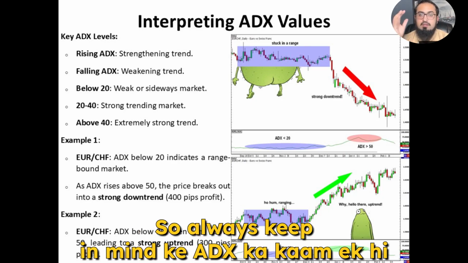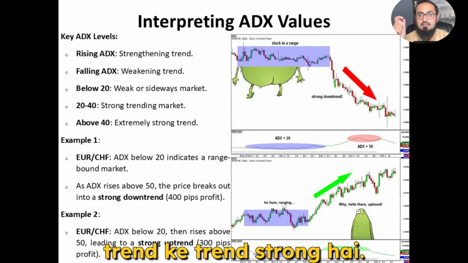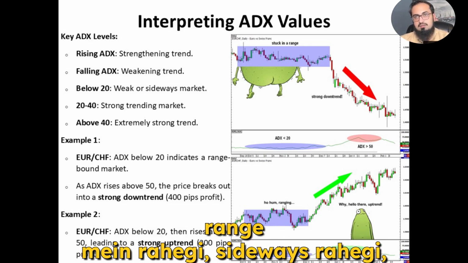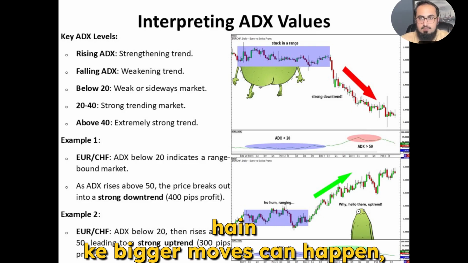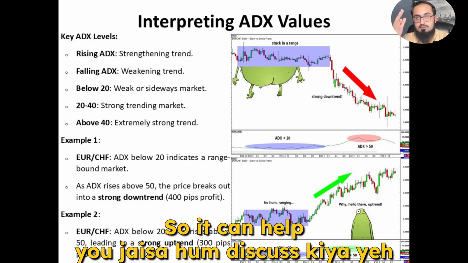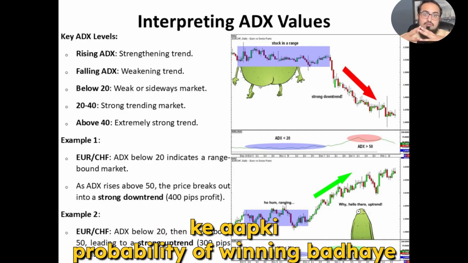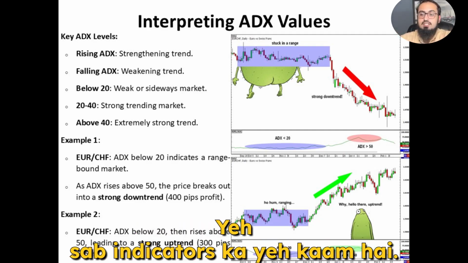So always keep in mind, the purpose of ADX is to help you gauge whether the trend is strong or weak. If it is below 20, most probably the market will remain in a range, sideways, or in consolidation. If ADX steps up to 20, you can expect that bigger moves might occur as the market moves strongly in one direction. So it can help you, as we discussed. All these things together have to help you increase your probability of winning, increase your percentage of winning. This is the job of all these indicators.